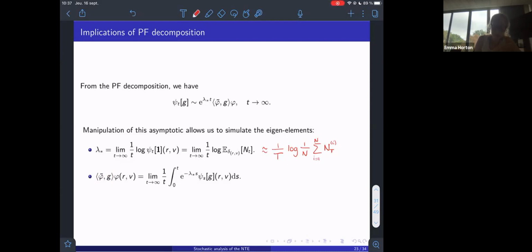And in particular, if I take g to be the indicator that I'm in some tiny box, d0, v0, then I can start to build a histogram by looking at the occupation in each of these pixels to build up an idea of what phi tilde looks like. And then conversely, if I fix a test function g, then I can vary my initial configurations r and v and compute this quantity for each of these initial configurations to get an idea of what phi looks like.